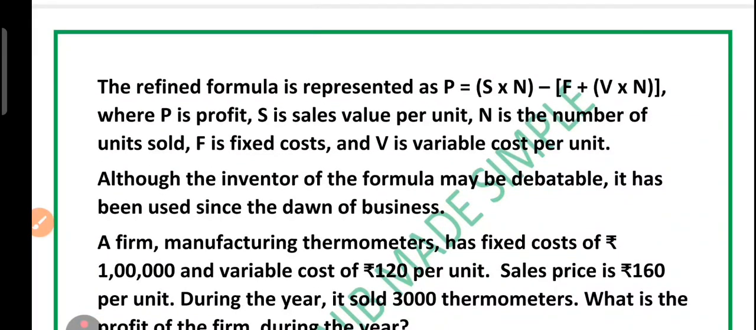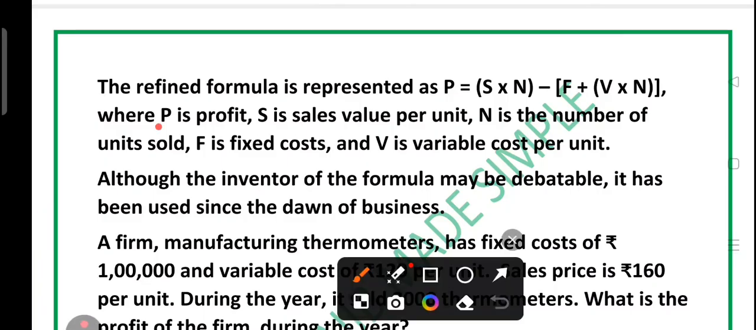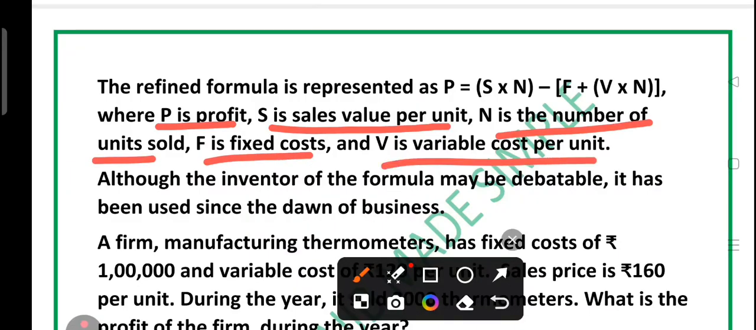Now friends, let's look at the refined formula. So here is a formula that ties everything together: how sales, how cost, how units sold give you the final profit. The formula looks something like this: S into N minus F plus V into N is equal to P. So what is the meaning of this? P means profit, S is the sales value per unit, N is the number of units sold, F is the fixed cost, V is the variable cost, right? I hope this is self-explanatory.